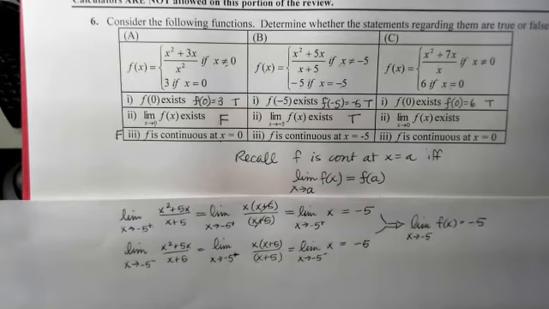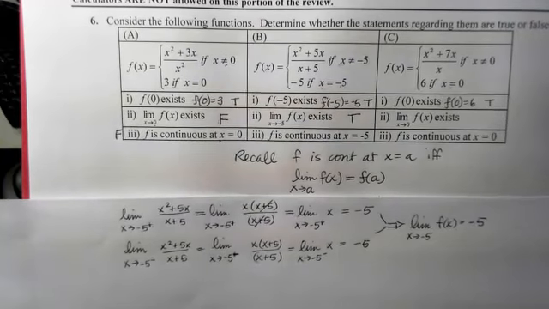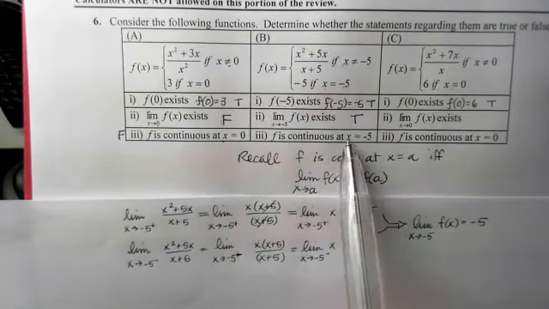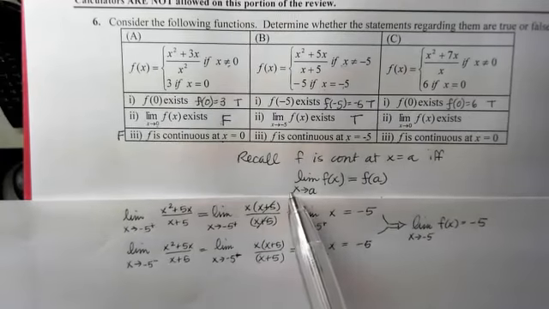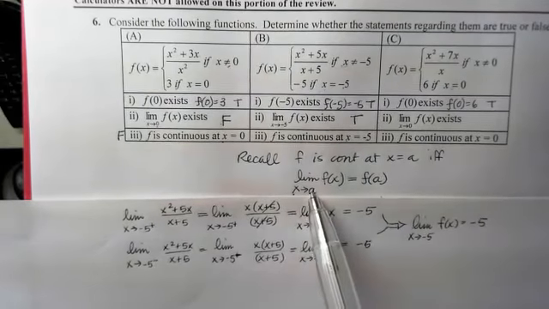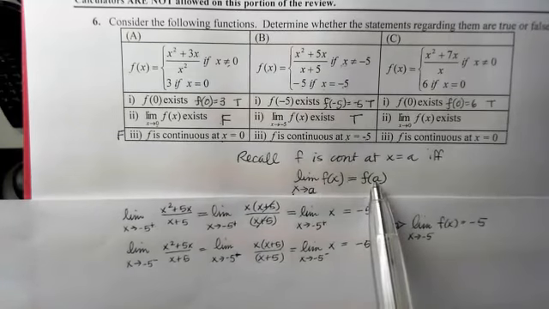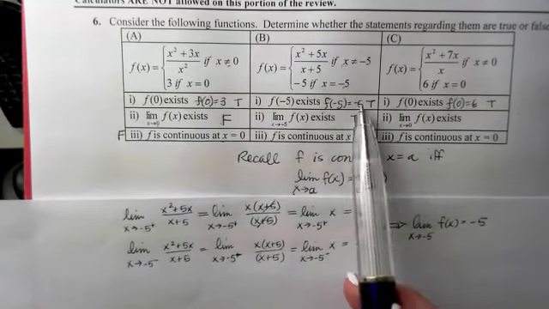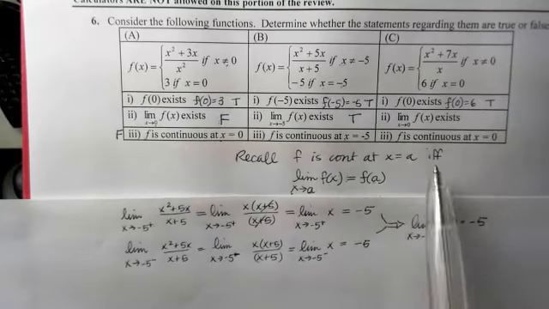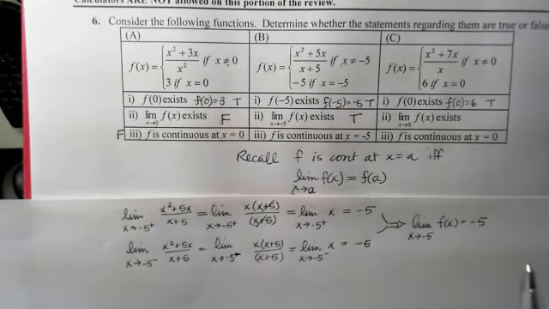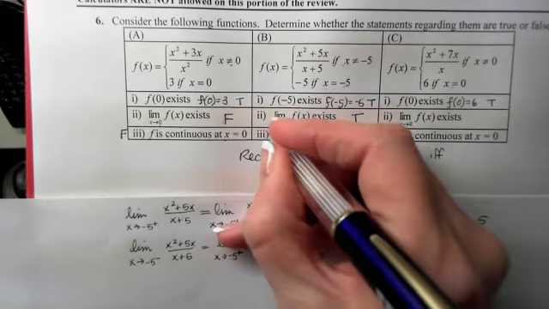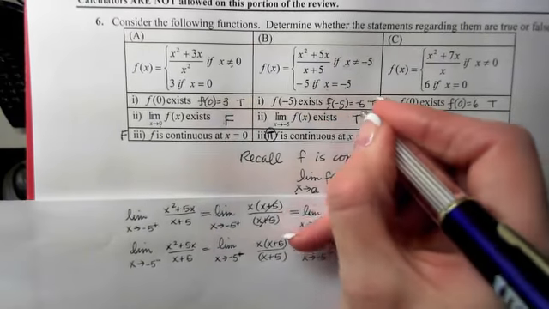The last thing we have to check is item 3. Is f continuous? Well, in order for f to be continuous at x equals -5, the limit as I was approaching -5 would have to equal the output when I plugged -5 in. So here my output was -5 and my limit was -5. They're the same, so this one is also true.